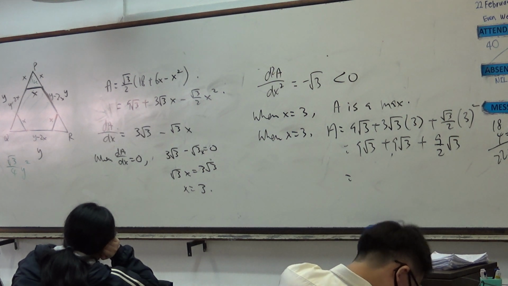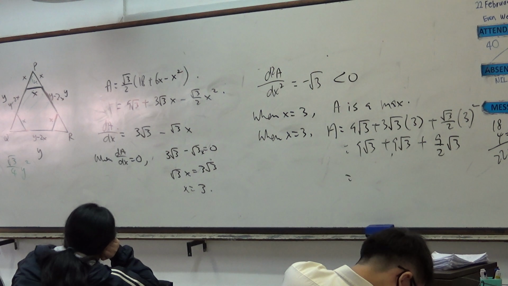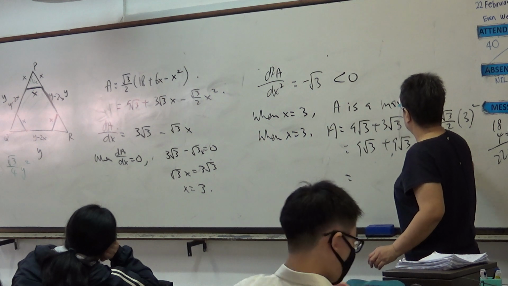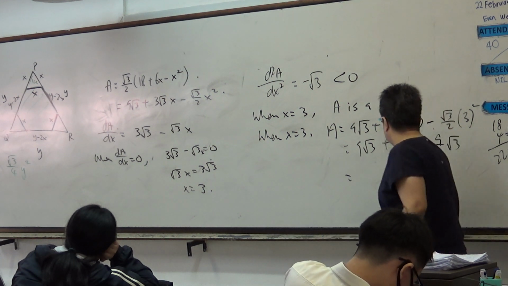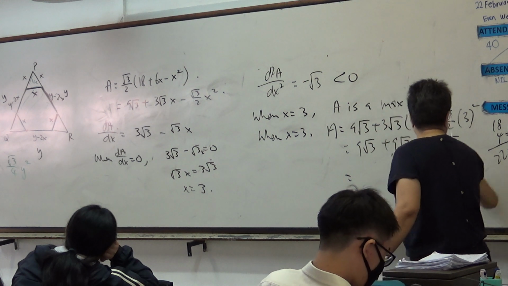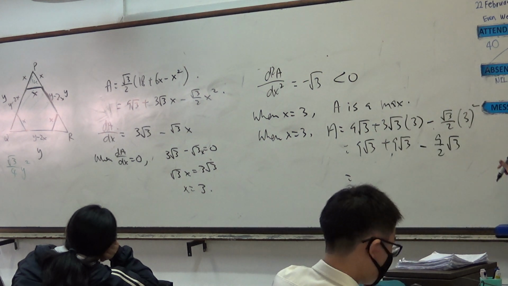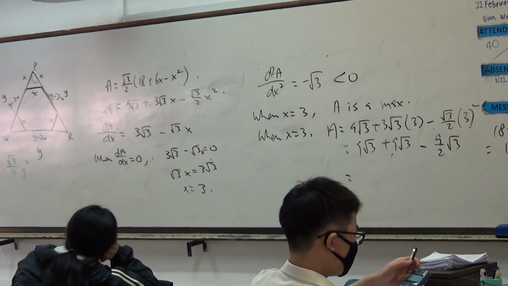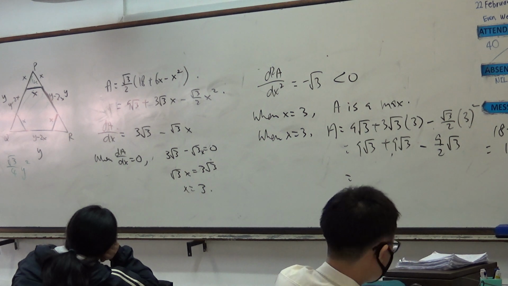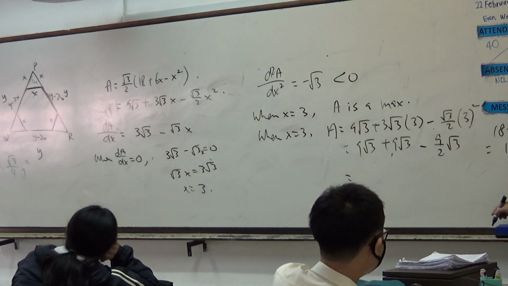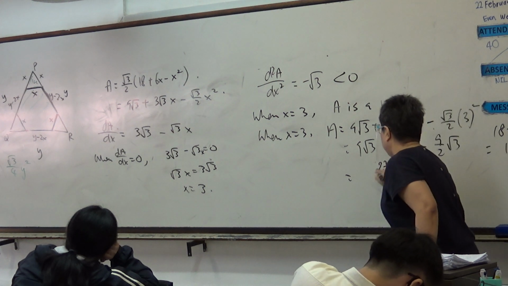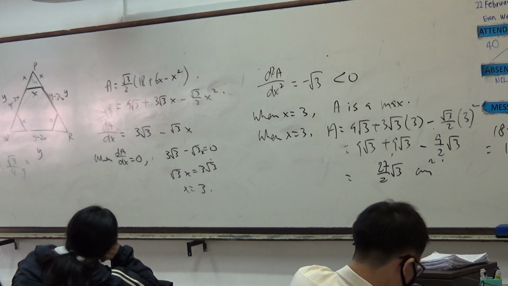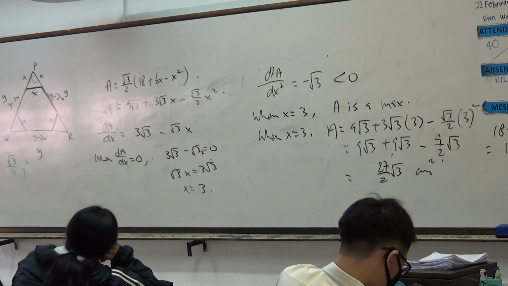I made a mistake again. I made a mistake. What did I do? Minus. Alright, I made a mistake here, minus. So 18 minus 4.5. 13.5, right? What's 13.5? 27 over 2 root 3, right? The maximum area. Correct now? Yes or no, class?